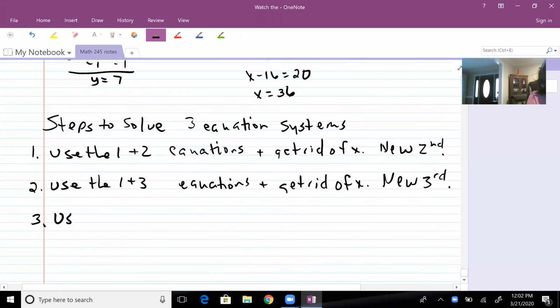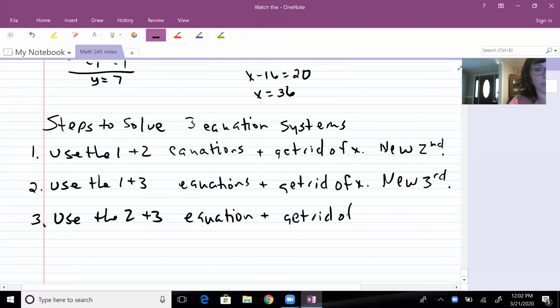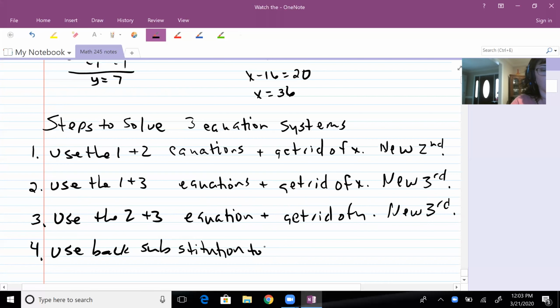Then we're going to use the second and third equations. This time they will not have x's in them, so we'll move on to the next variable. We'll get rid of y. And this is going to give you a new third. And then we'll use back substitution to find the remaining answers. And again, that will give you that ordered triple.